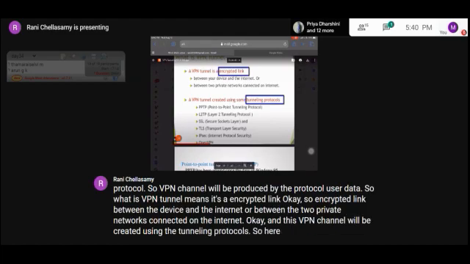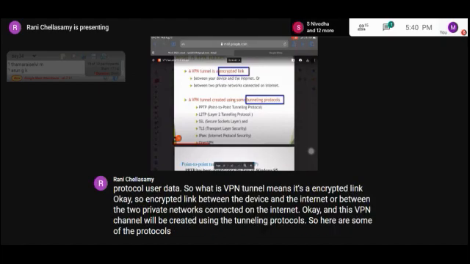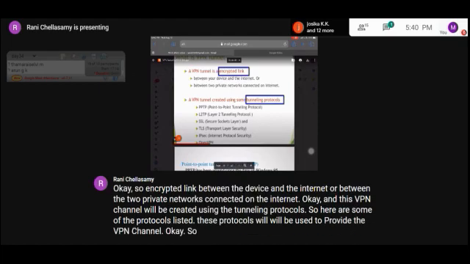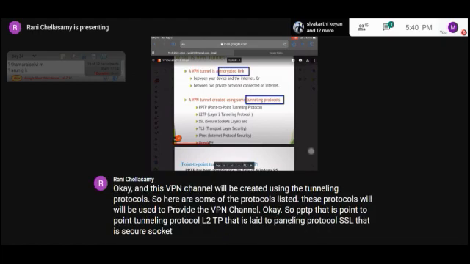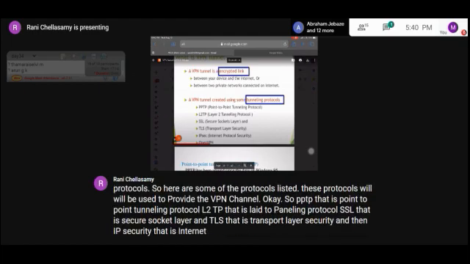So here are some of the protocols listed. These protocols will be used to provide the VPN channel. Okay, so PPTP, that is point to point tunneling protocol, L2TP, that is layer 2 tunneling protocol, SSL, that is secure socket layer, and TLS, that is transport layer security, and then IPsec, that is internet protocol security, and OpenVPN.